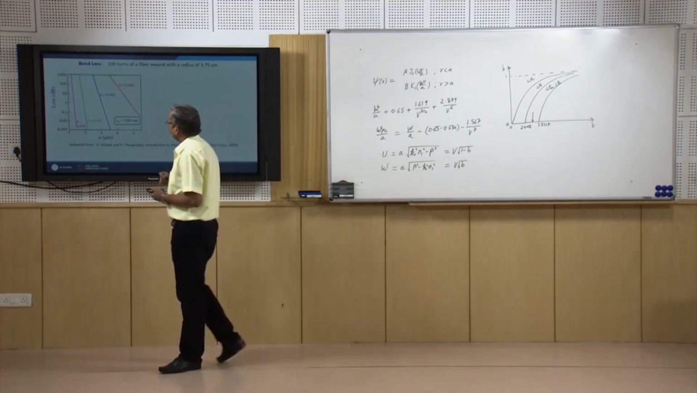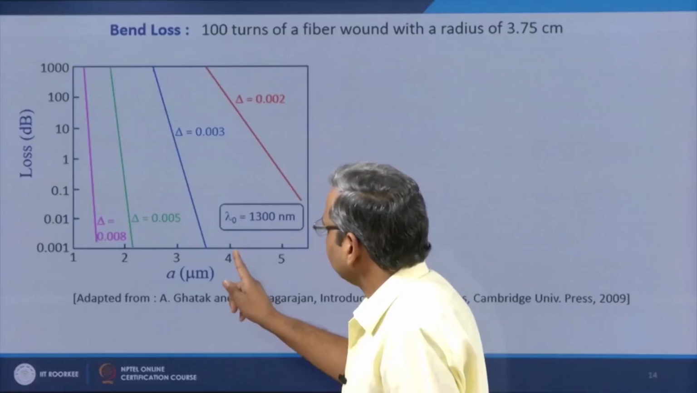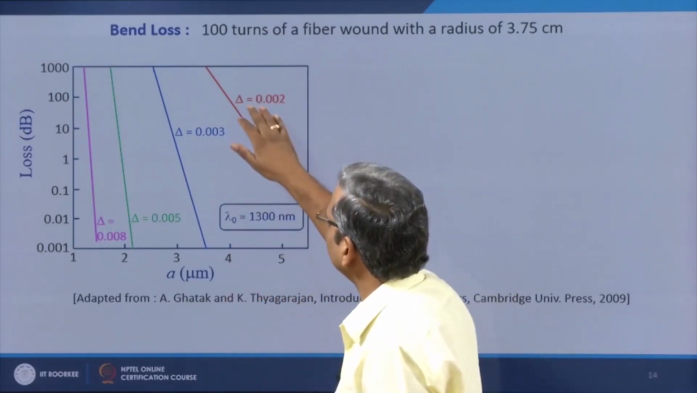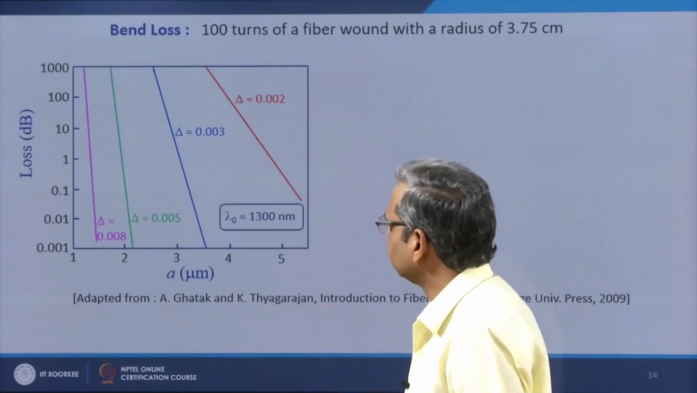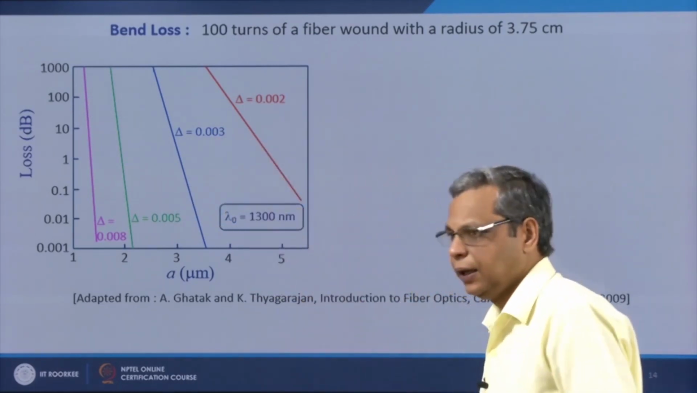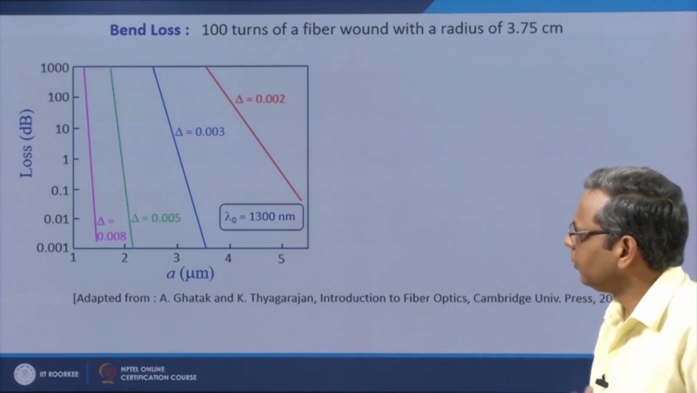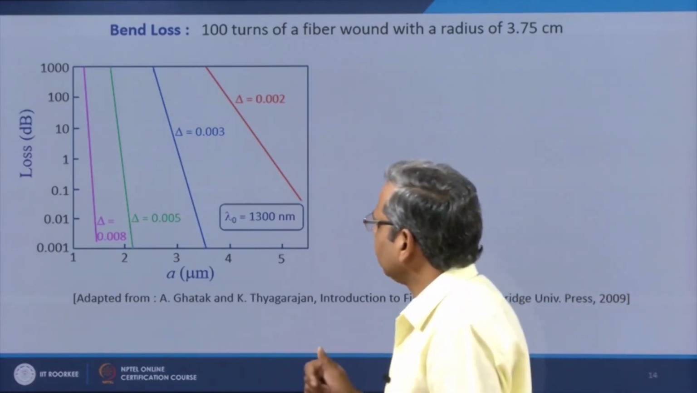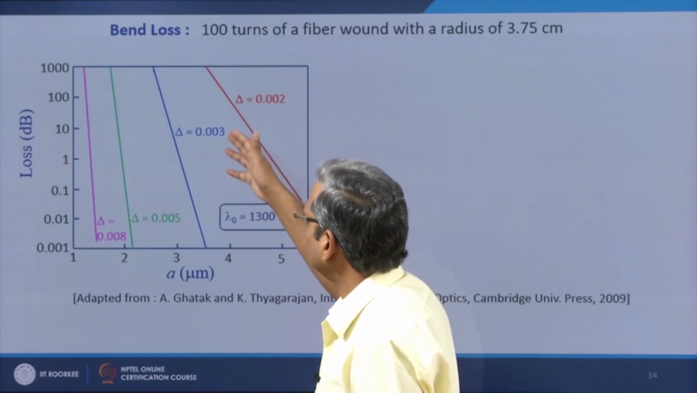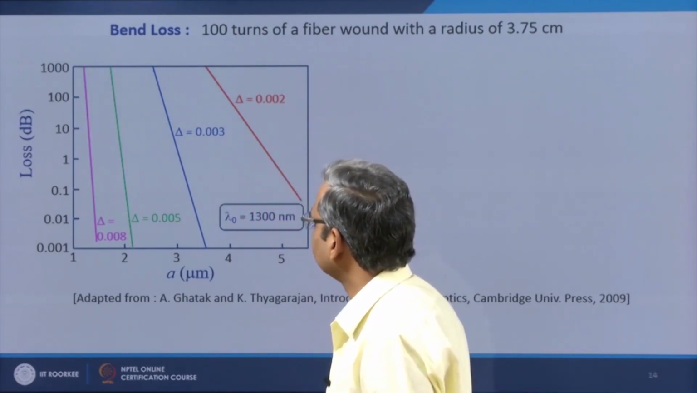If I fix the core radius A and change the relative index difference, so if I go from here to here, I increase the index contrast, I see that the bend loss reduces quite a lot if I increase the index contrast.